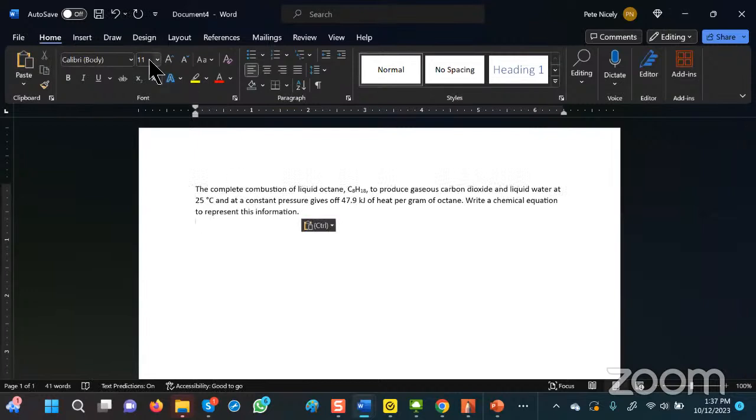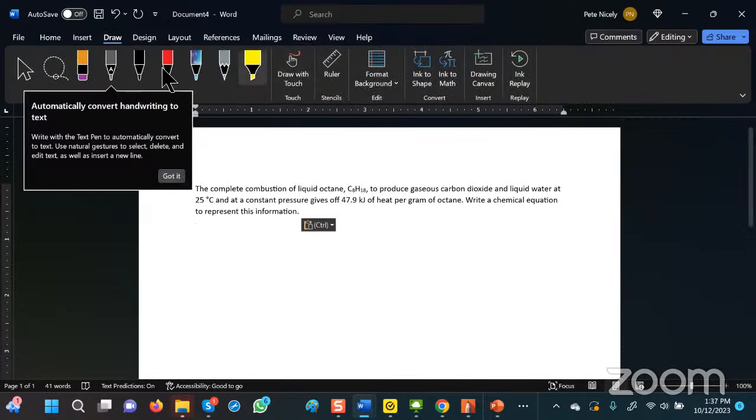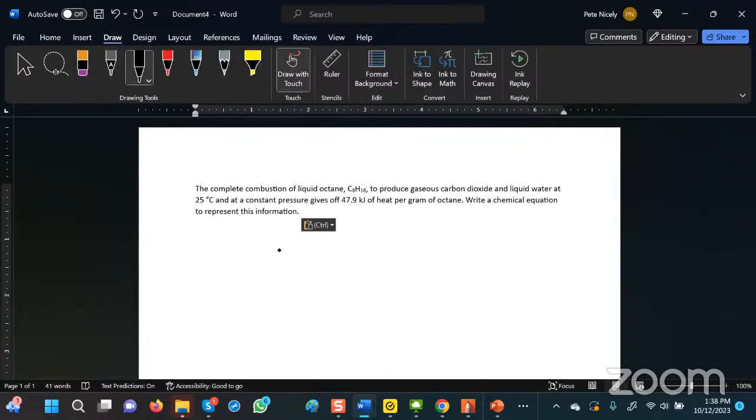Okay, so that's a question. So the question, this is the question. As you correctly said, we need to write the equation. So what's the equation for this reaction right here?